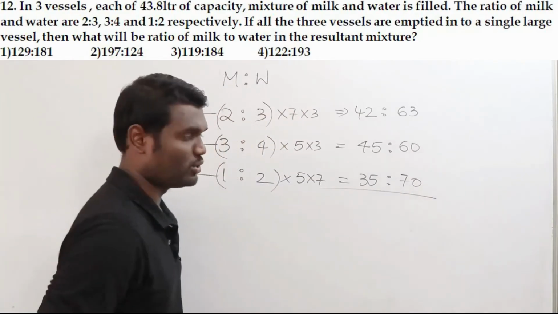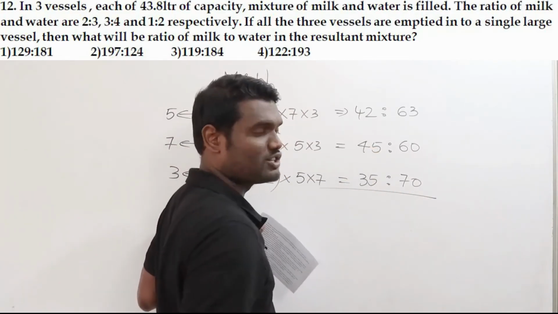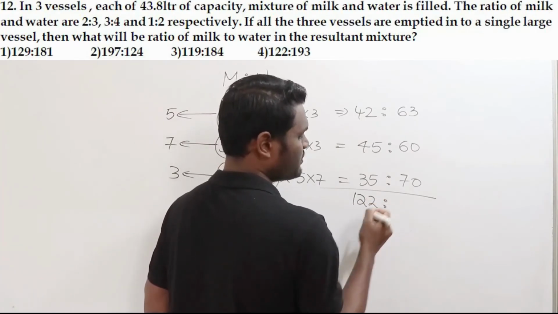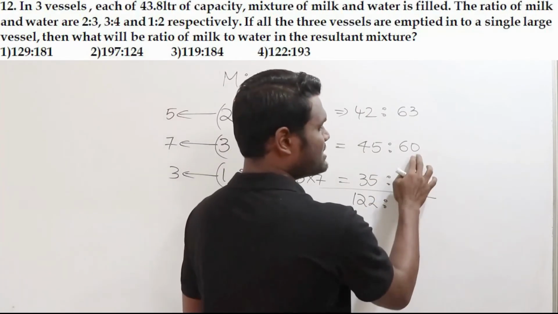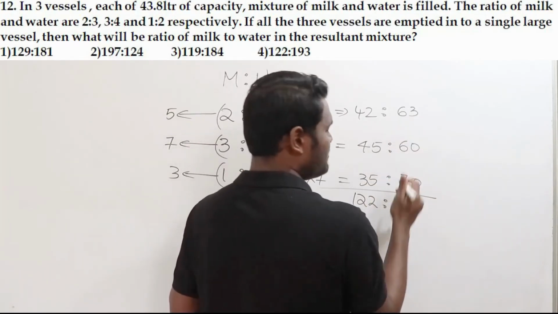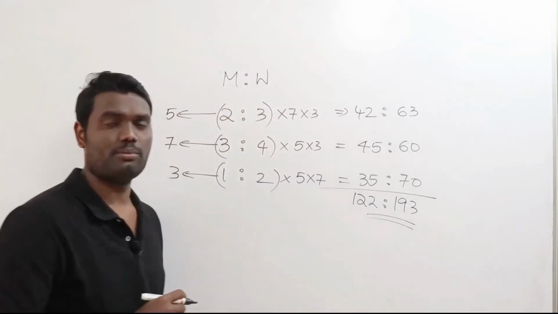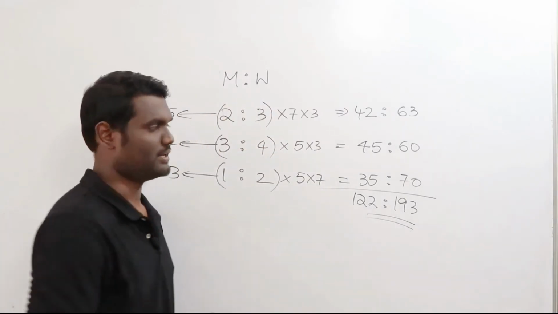Now you can add all of them together. 45 plus 35, this will be 80. 80 plus 42, this will be 122. This is 122. 70 plus 60, this will be 130. 130 plus 63, this will be 193. So we can say that the resultant mixture ratio will be 122:193.